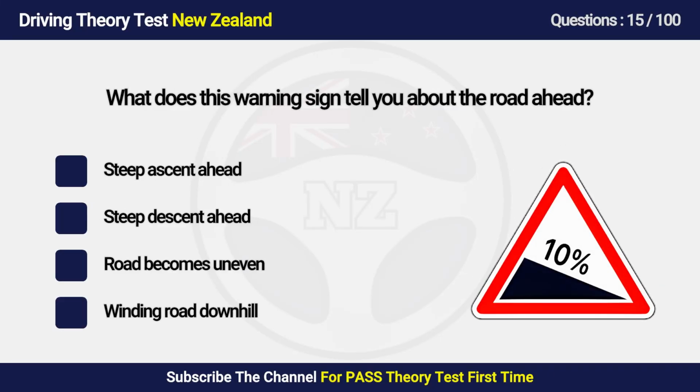A. Steep ascent ahead. B. Steep descent ahead. C. Road becomes uneven. D. Winding road downhill.